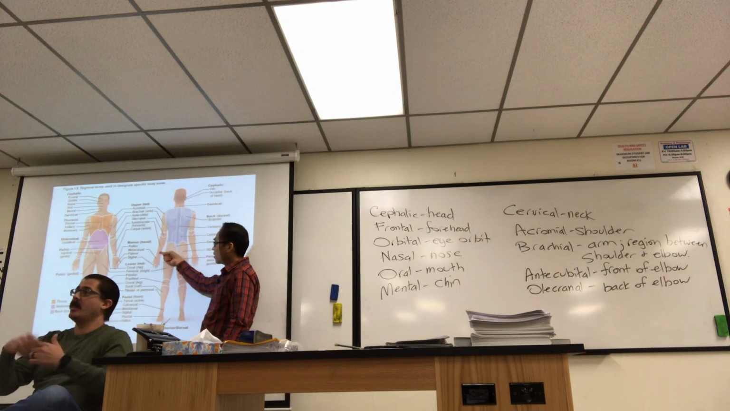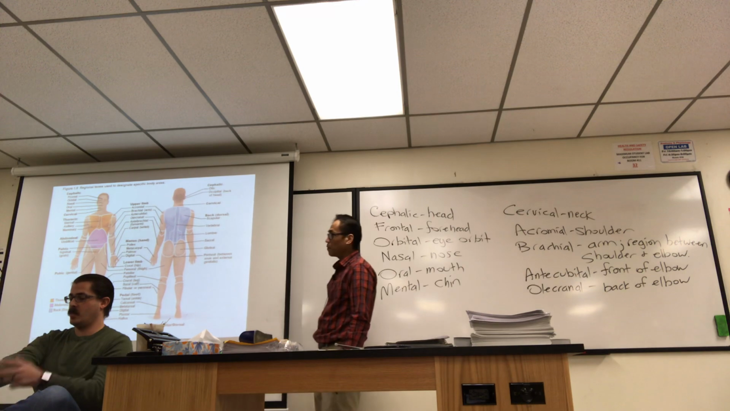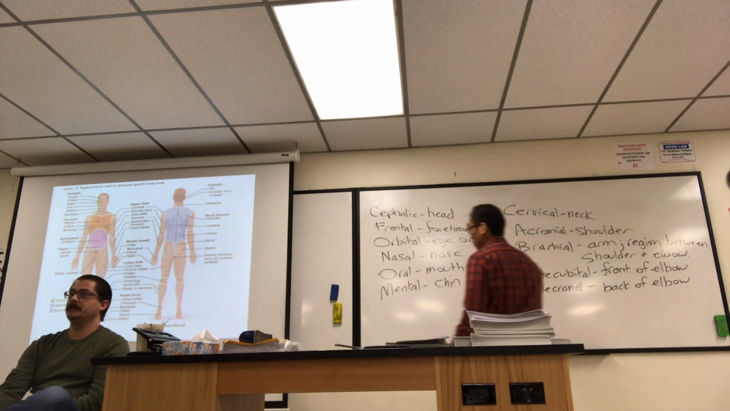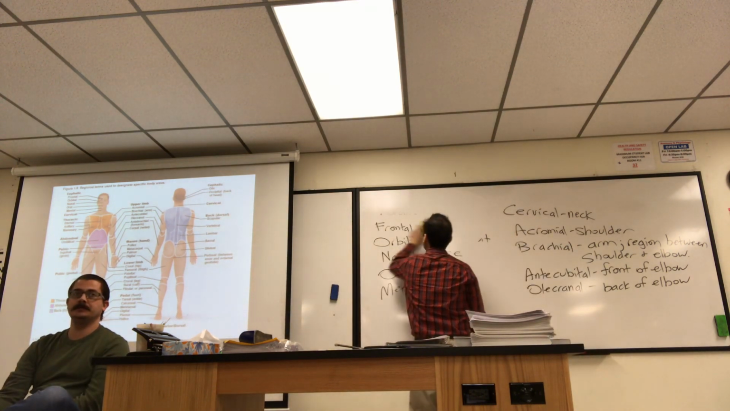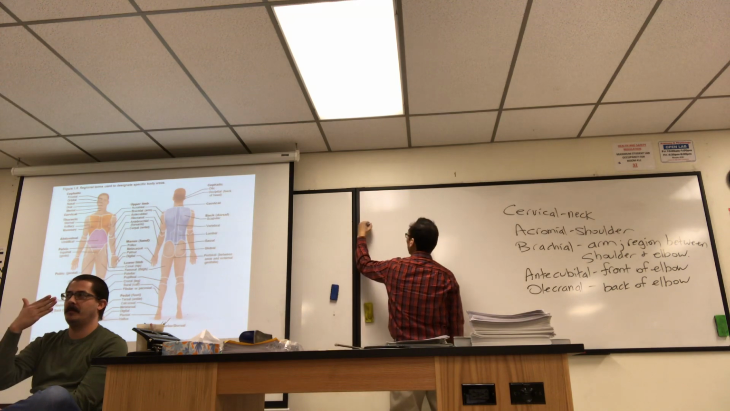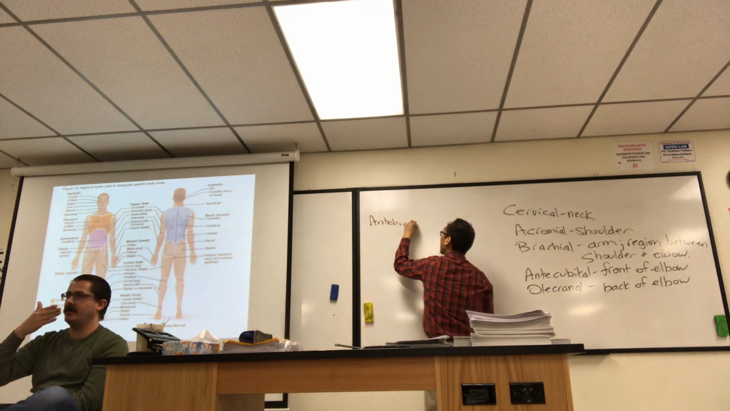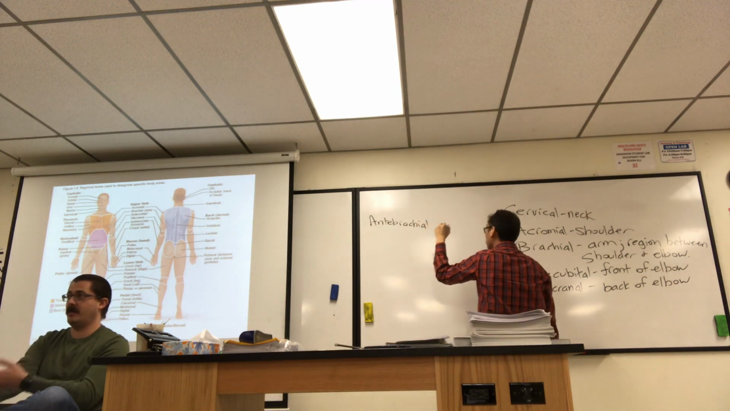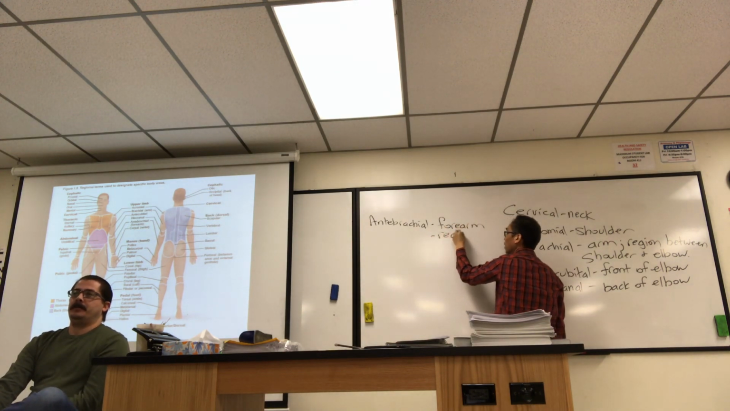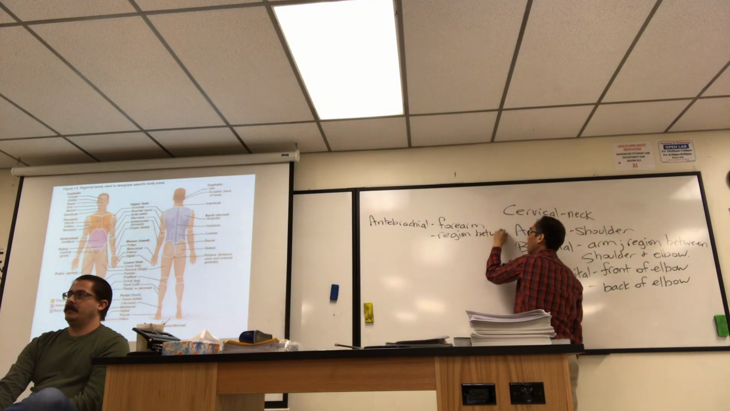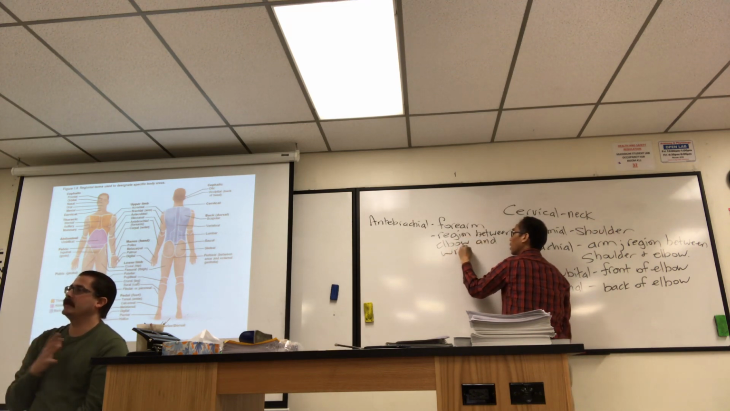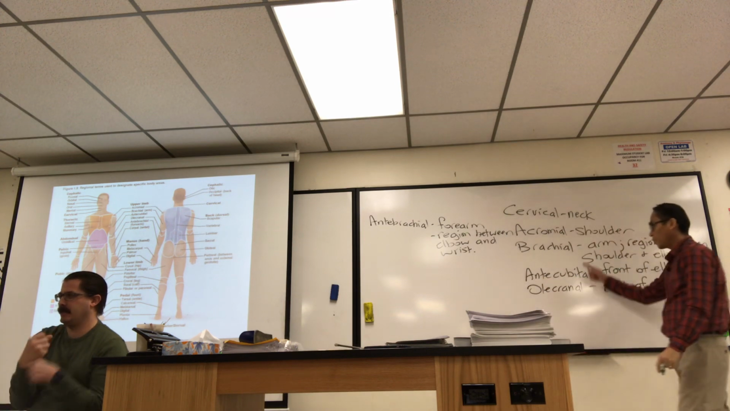So then you get to the forearm. The forearm is the region between elbow and wrist. The word for forearm in anatomy is antebrachial. Forearm, or the region between elbow and wrist. Don't confuse antebrachial with brachial. Those are different things.